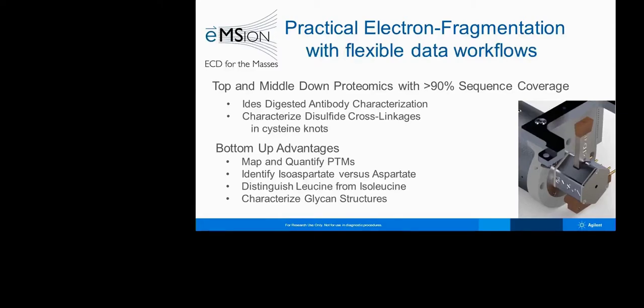You can look for artifacts such as the formation of isoaspartate from aspartate, which I didn't show you today, but that works really well, and distinguish leucine from isoleucine, which are isobaric. And there are a lot of other capabilities for analyzing glycans.